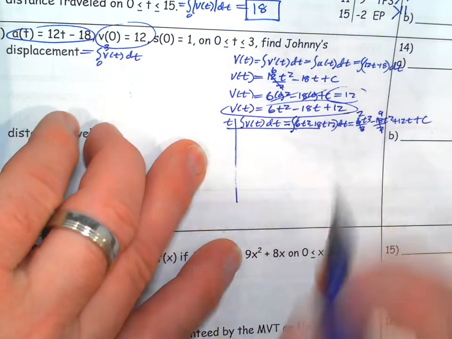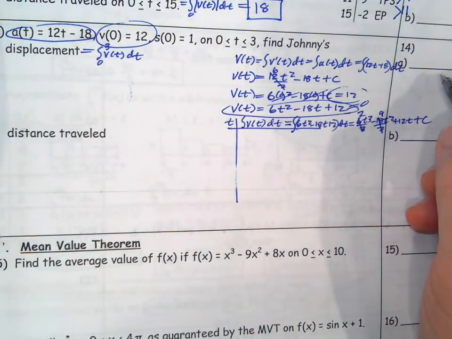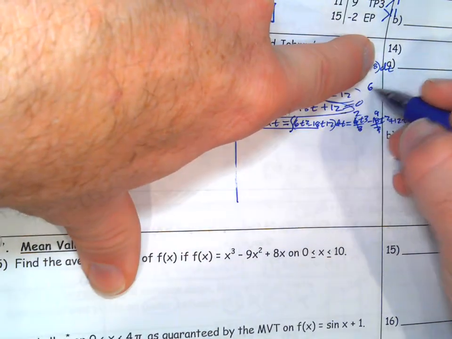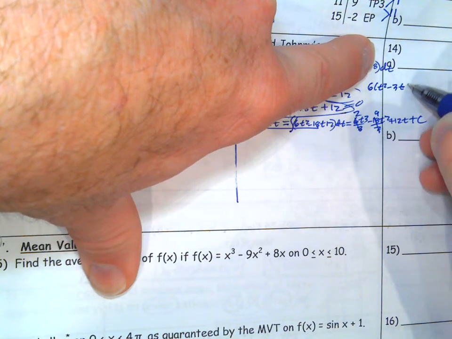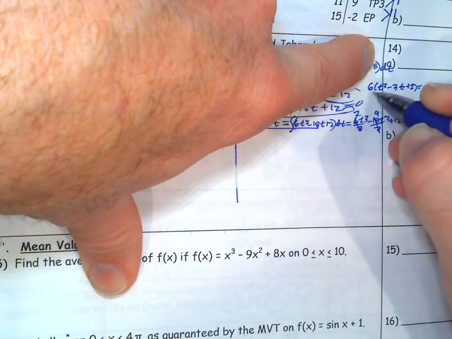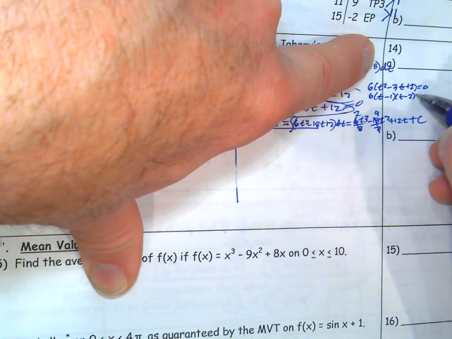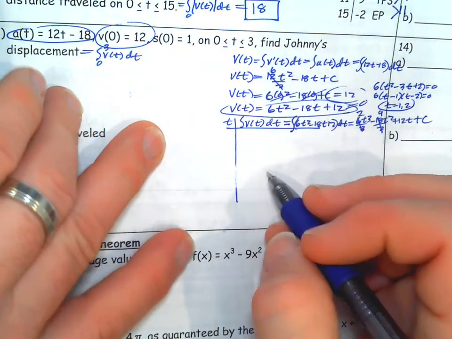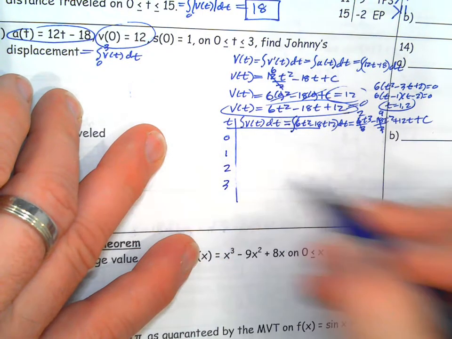Okay, now we do need to do one more thing. We've got to find the turning points. So we need to factor that. We're going to factor a 6 out and set equals 0. t minus 1, t minus 2. And so we get t equals 1 and 2. Those are turning points. So we need to do 0, 1, 2, 3.